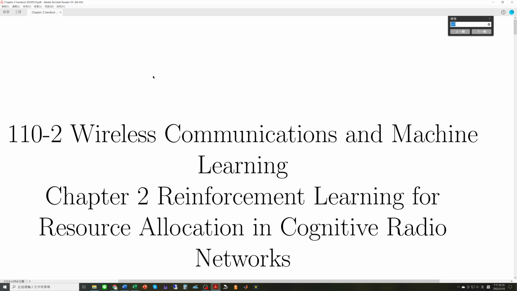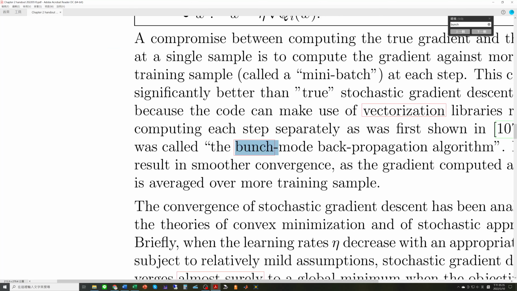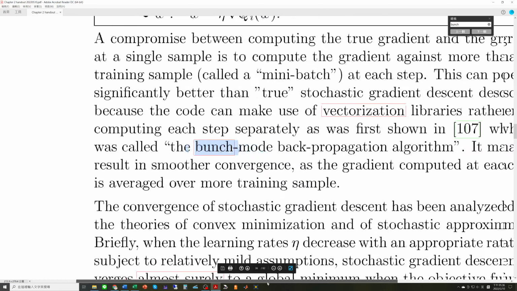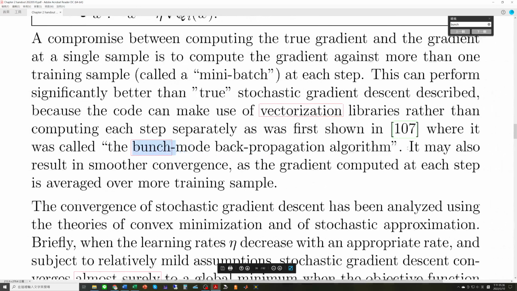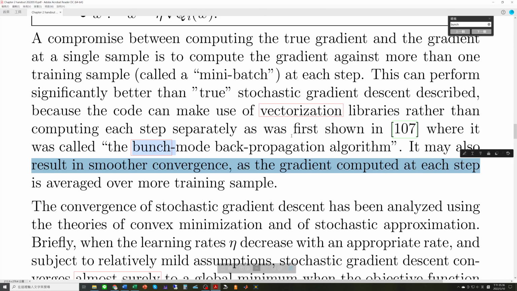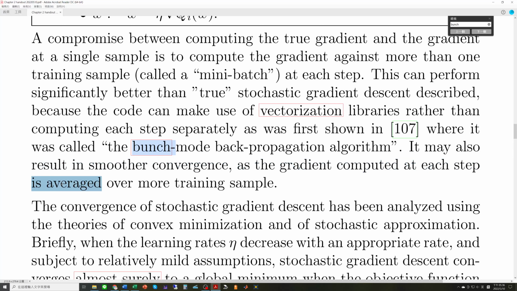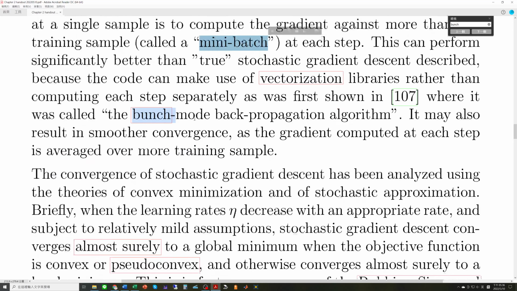Okay, let us go back to the first batch. It may also result in smoother convergence, as the gradient computed at each step is averaged over more training samples. Okay, so this is the concept of the mini batch.